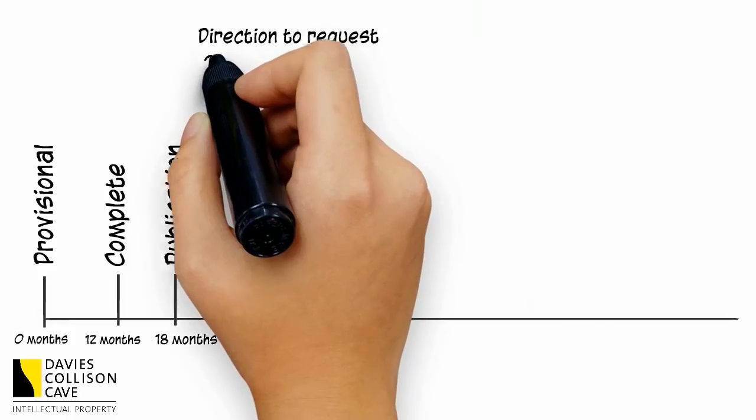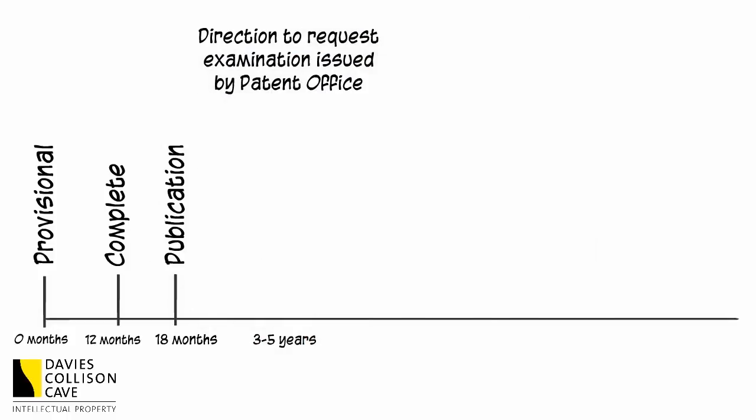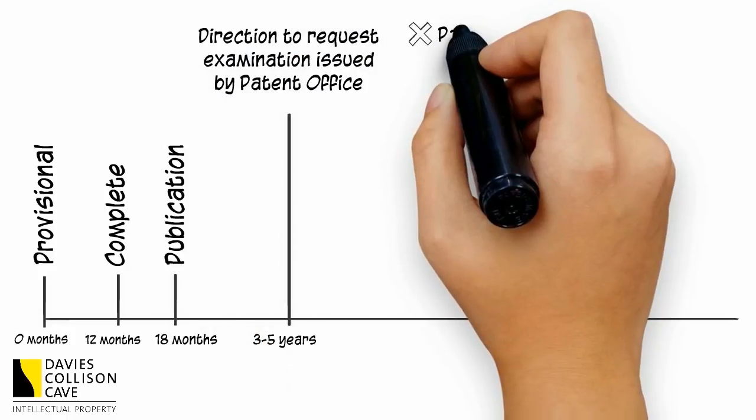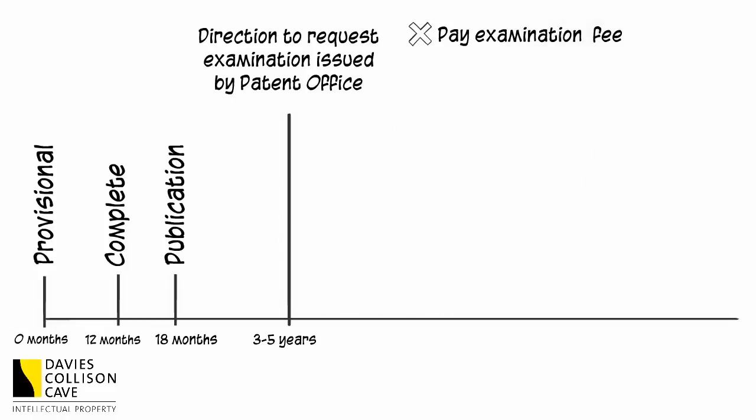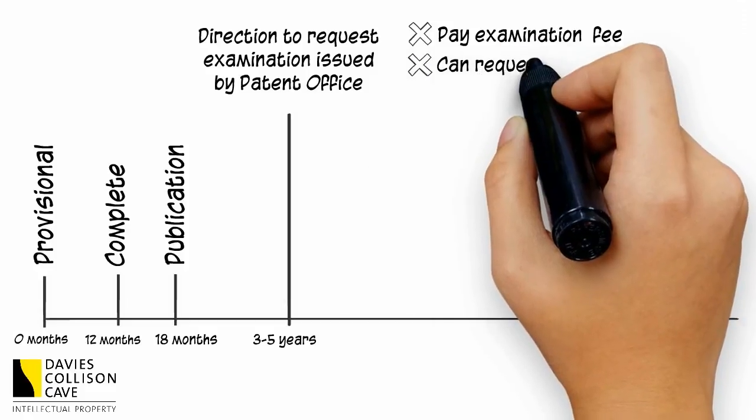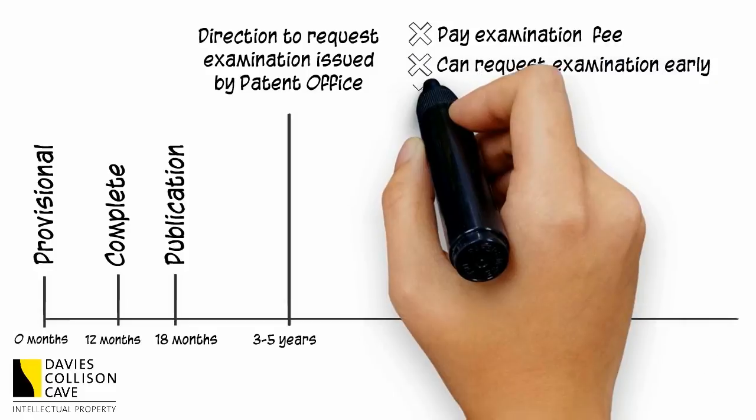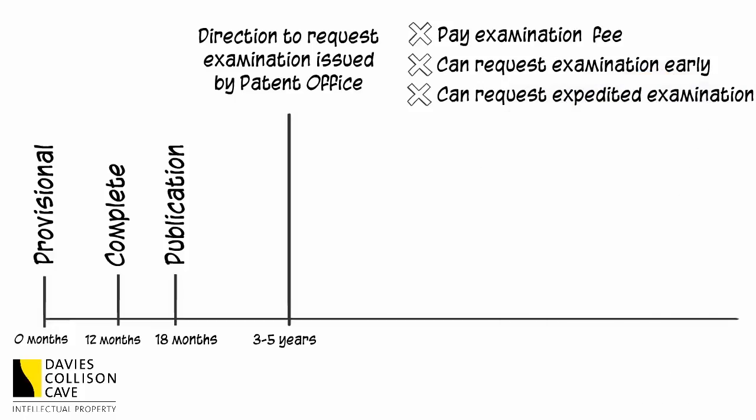When it is time, the Patent Office will issue a direction for you to request examination on your application, and you will need to pay a fee. You do not have to wait for the formal direction to request examination to be issued by the Patent Office. You can request examination early or even request expedited examination if that is in line with your commercial objectives. Your attorney should be able to help you with this decision.